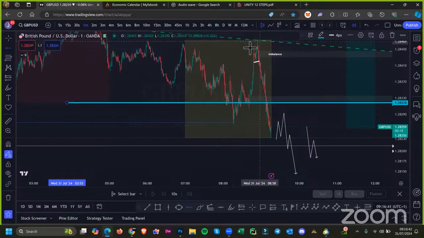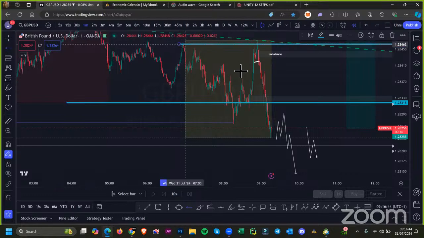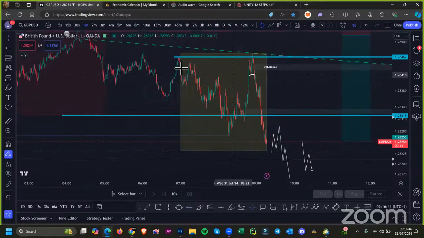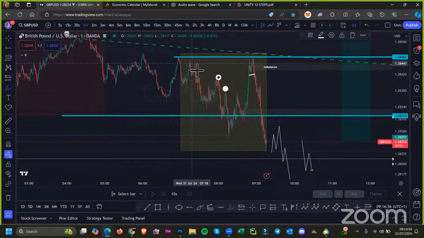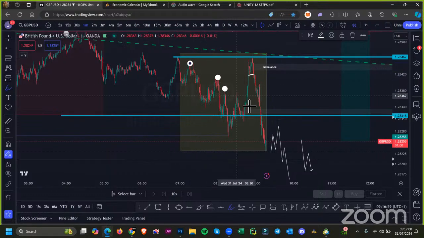But when it got to this area, for whatever reason, it wicked above this high and took the liquidity. Look, as it was going up, it's taken liquidity from all of these levels. Do you understand? All of this liquidity is being taken. And you also hear people say even trend line liquidity is another terminology.